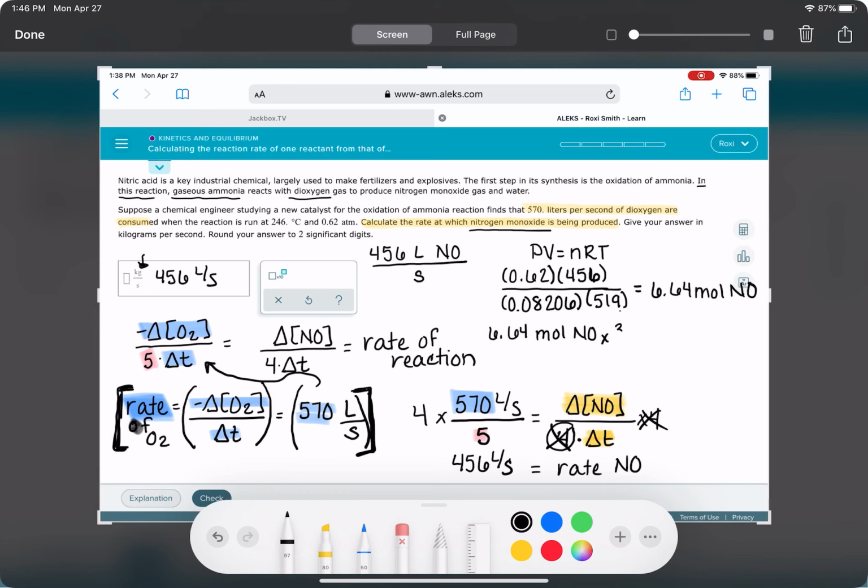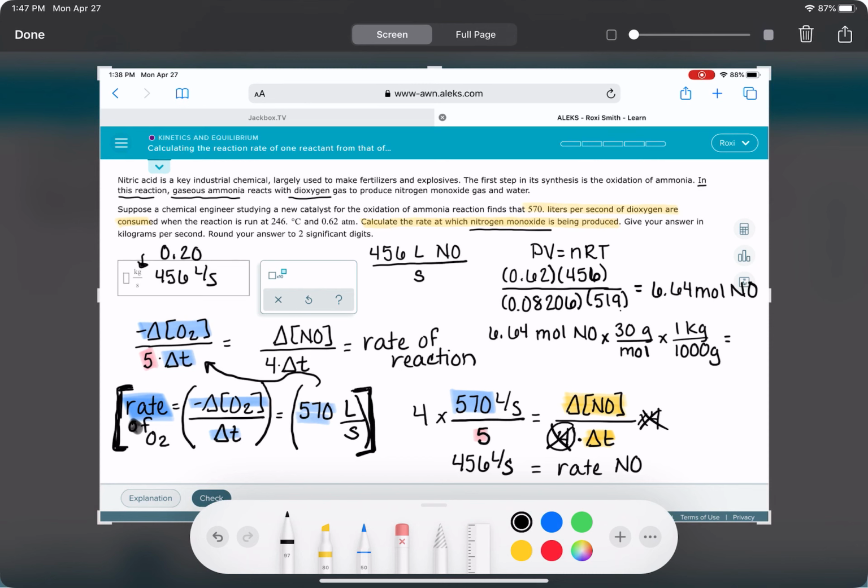We can do a mole to gram conversion for NO. We have 30 grams per mole, 14 plus 16, and we have 1,000 grams in a kilogram, 6.64 times 30 divided by 1,000 gives us 0.20 kilograms per second. Let's see how we did.